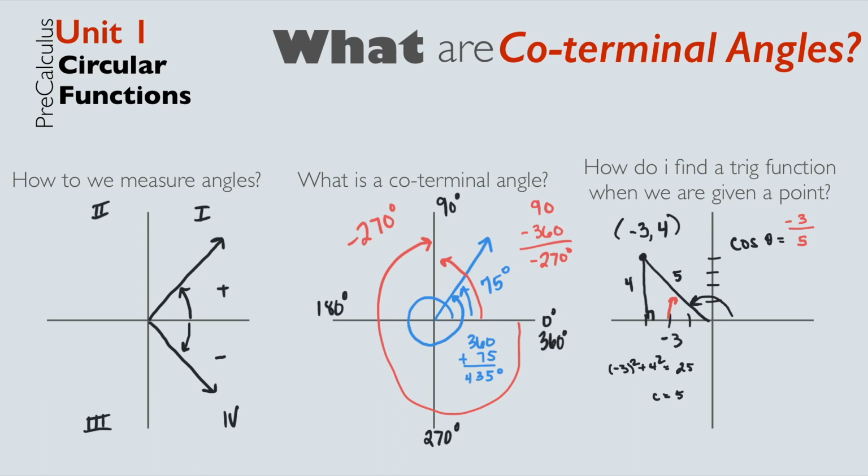If I wanted to find the sine, it works the same way as well. In this case, we would say opposite, 4 over 5.